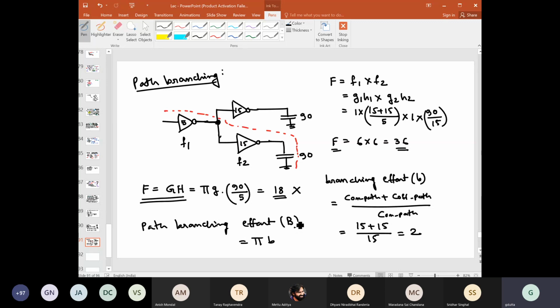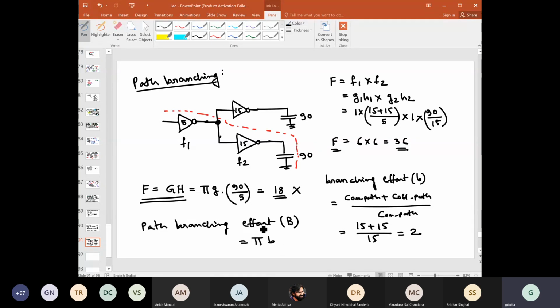In this context, let me ask you, what would be the branching effort small b for this inverter? Sir, 1. Exactly, 1. Because the on path is 90 and the off path is 0, divided by the on path, 90. So it is 90 by 90, which becomes 1. If there is no branching, then the effort is 1 there. So whenever you have branching, only then will it get multiplied.